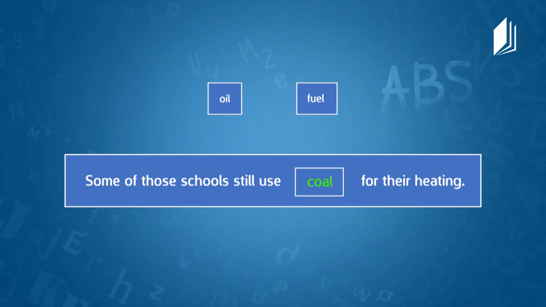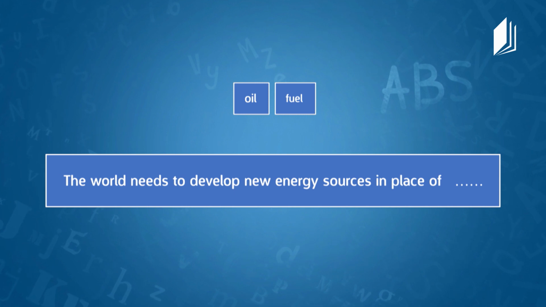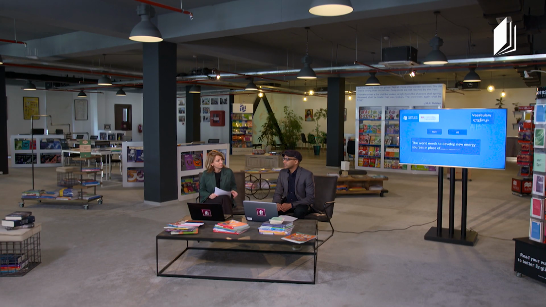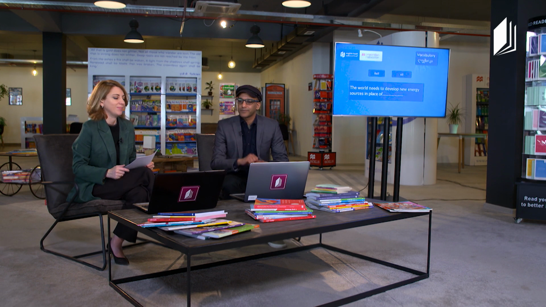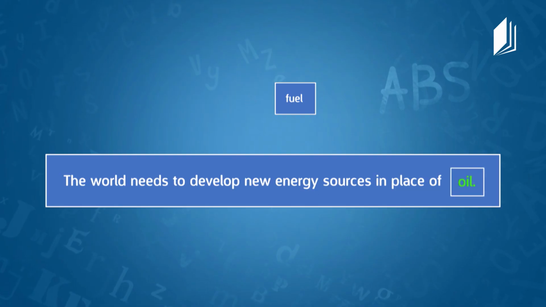Okay. Let's move on, and this time you are reading, I think. The world needs to develop new energy sources in place of, what do you think? I think that it's oil. Yeah, it's got to be oil. Oil is such a polluter. Let's check. Okay, I think that you are right, and you are really right.